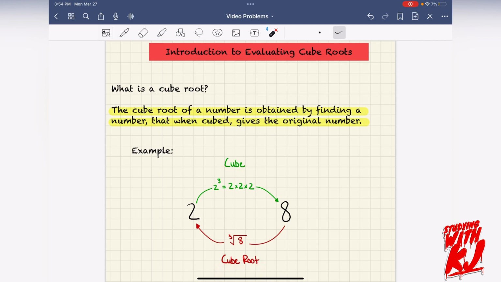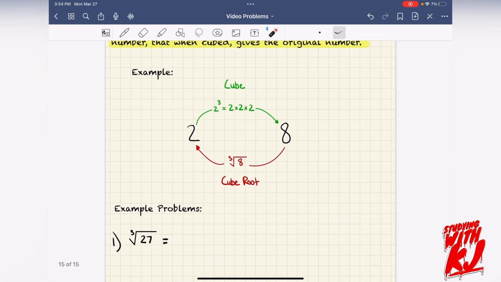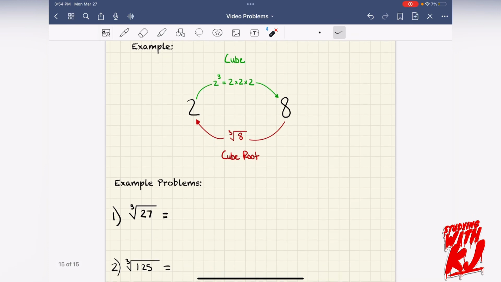So now that we got that out the way, we can get into our example problems. So our first example problem is to find the cube root of 27. Now, in order to find this answer, we have to think of a number that can be multiplied by itself 3 times to give us 27, and that number will be 3. So 3 cubed is equal to 3 times 3 times 3, which gives us 27, because 3 times 3 is 9, and then 9 times 3 is 27, which means that our answer, the cube root of 27, is 3.